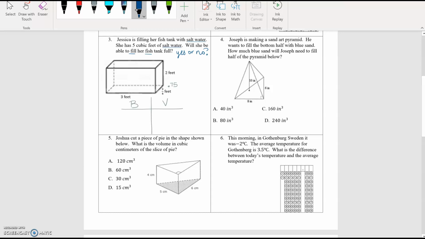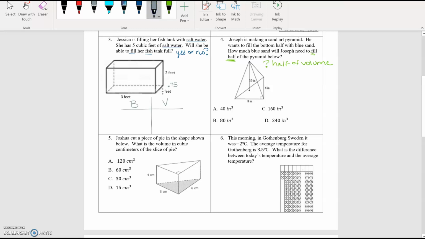All right, let's go ahead and look at a pyramid problem. So we'll look at number 4. It says Joseph is making a sand art pyramid. He wants to fill the bottom half with blue sand. How much blue sand will Joseph need to fill half of the pyramid? All right, so it's tricky. So guys, we're not just talking about volume anymore. We're needing to focus really on solving what the question is. So the question says half of the volume, right? So I'm going to make a note of that so I don't have to keep going back to my problem and I don't forget, okay?